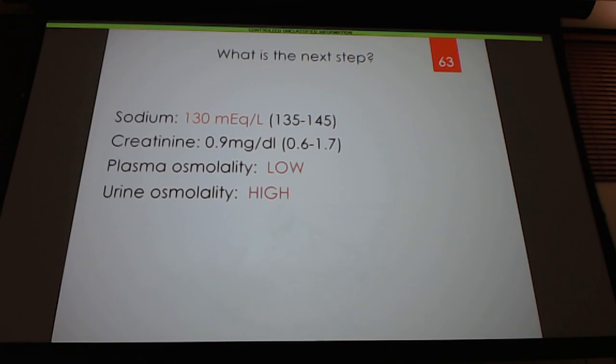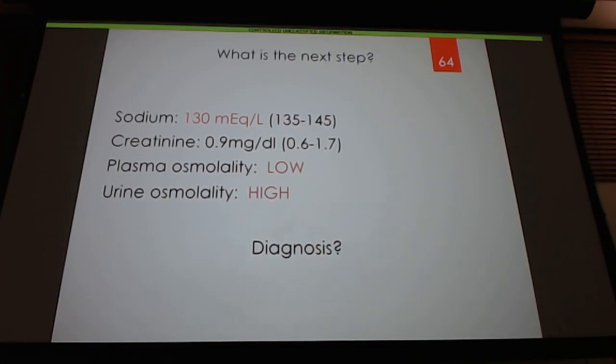Any thoughts? Does that make sense, right? So plasma osmolality is the concentration of the blood. Urine osmolality is the concentration of the urine. One's high, one's low. These are hyponatremia. What's our diagnosis? SIADH. Good job.